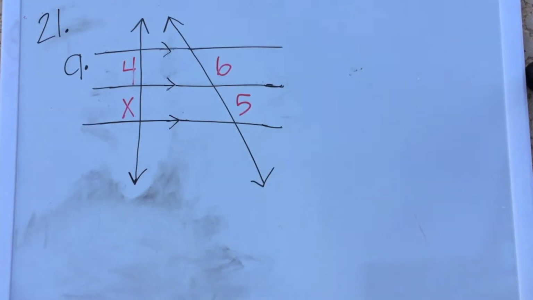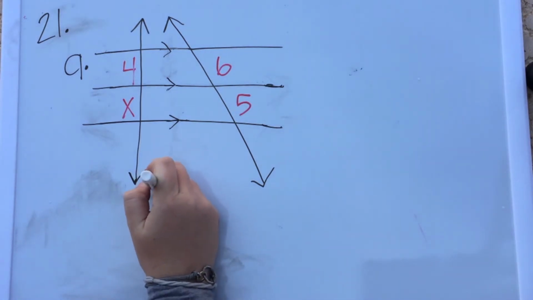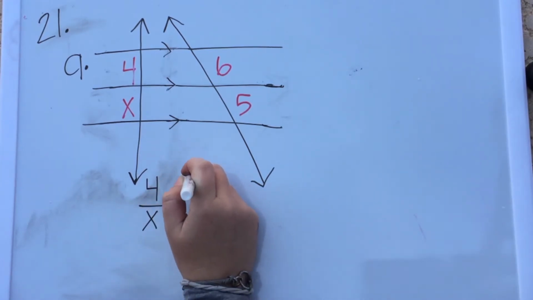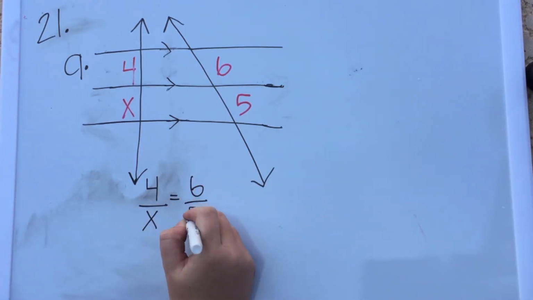Okay, problem number 21A. For this problem, we're going to use the side splitter theorem, which states that if a line is parallel to a side of a triangle and intersects the other two sides, then this line divides those two sides proportionally. So to apply that to this problem, we're going to set up a proportion, and we're going to start with 4 over x equals 6 over 5.